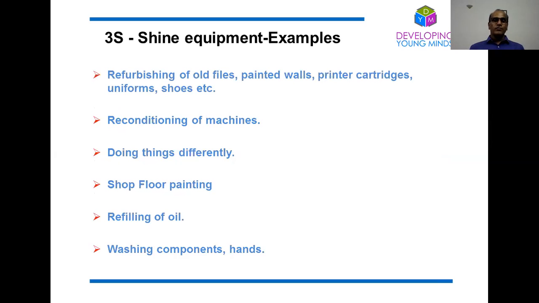Maybe if you have proper uniforms and shoes, that is also one of the ways of shining the equipment. We call it shining the equipment on the shop floor, but it helps in every area on this aspect. And reconditioning of the machine is one of the shining aspects, because once you do the reconditioning and if you keep the entire machine spick and span and properly maintained, that actually helps a lot, right? And the next part is refilling of oil, because the oil has to be filled on time. That will help basically to make sure that the machine is properly lubricated, right? So these are some of the examples.